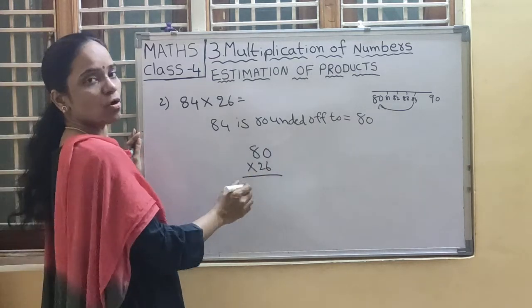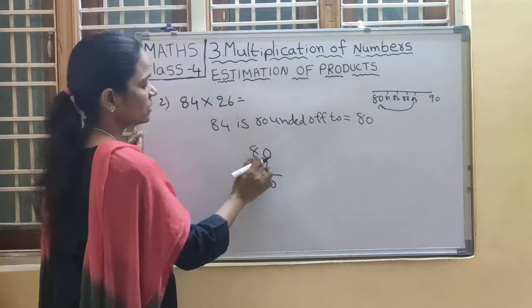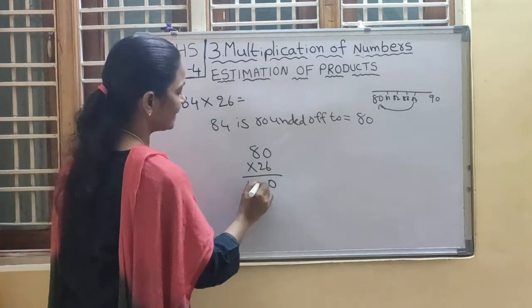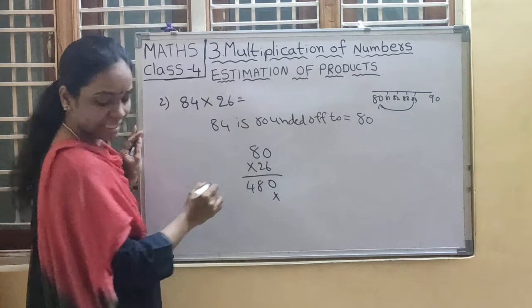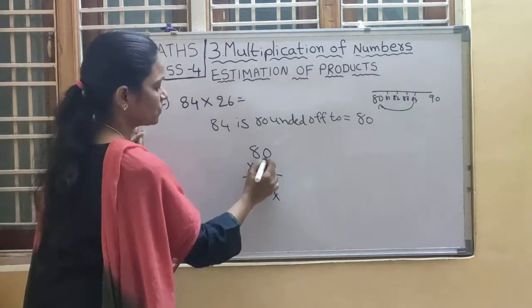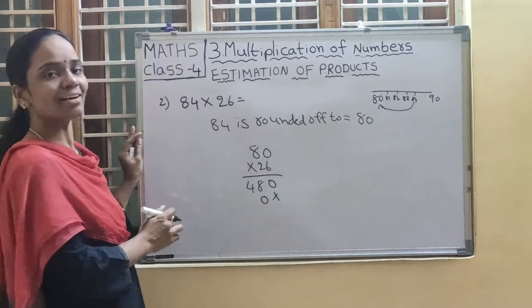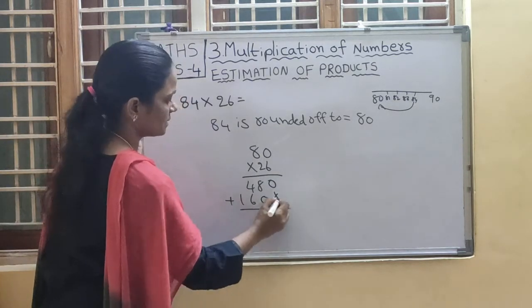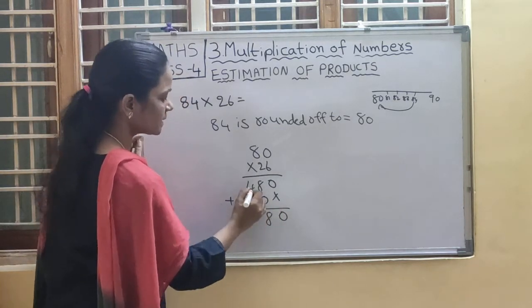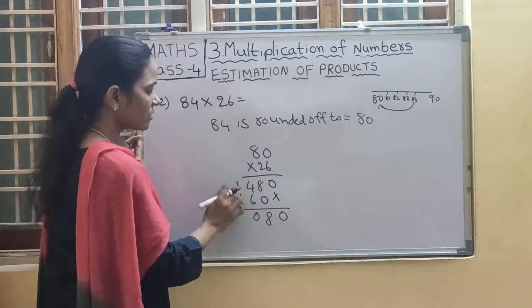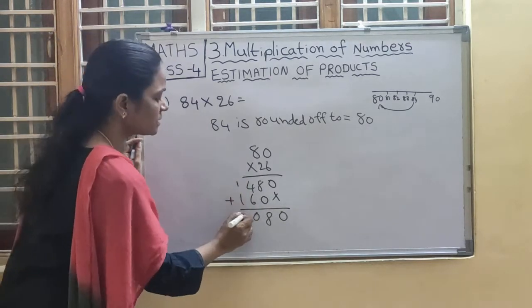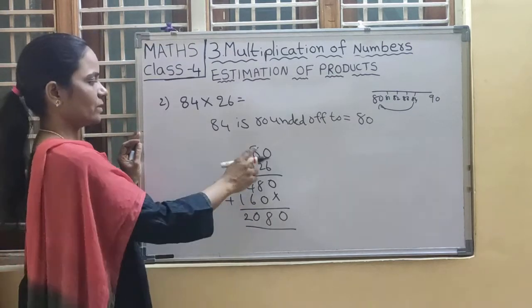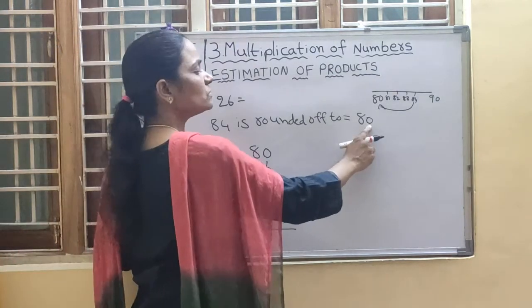6 into 0, how much? 6 zeros are 0. 6 8s are, how much children? 6 8s are 48. Into 2 into 0, how much children? 2 zeros are 0. 2 8s are, how much children? 2 8s are 16. Plus 0, 8, 6 plus 4 is 10. 0 right here, 1 is the carry. 1 plus 1 is 2. So what is the estimated product? 2080.